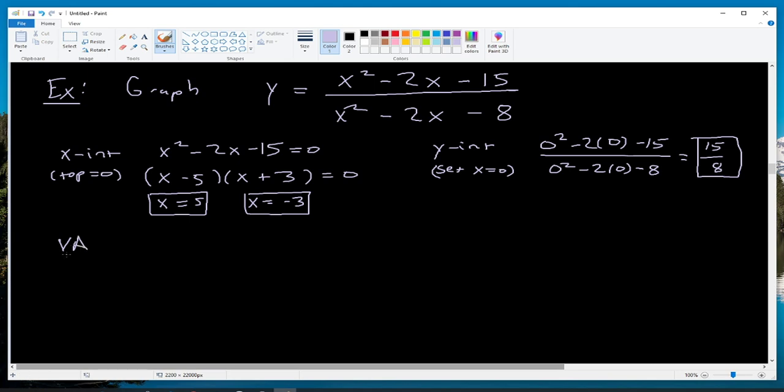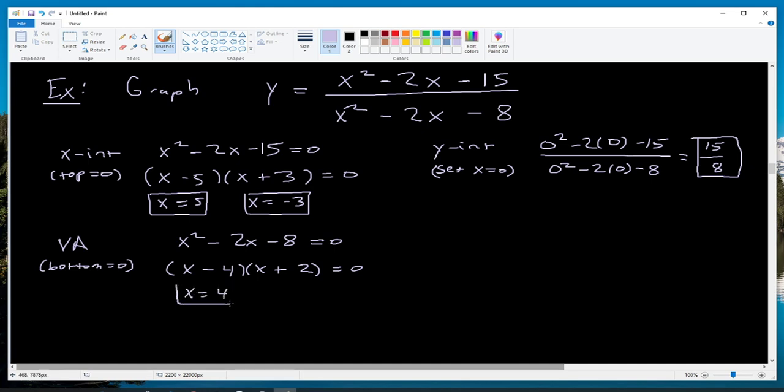For the vertical asymptote, we say, okay, where is the bottom equal to 0? So the bottom is x squared minus 2x minus 8. Where is that equal to 0? We can factor that. Two numbers that multiply to negative 8 and add up to negative 2 are negative 4 and positive 2. So x equals positive 4 is one vertical asymptote. X equals negative 2 is another vertical asymptote.